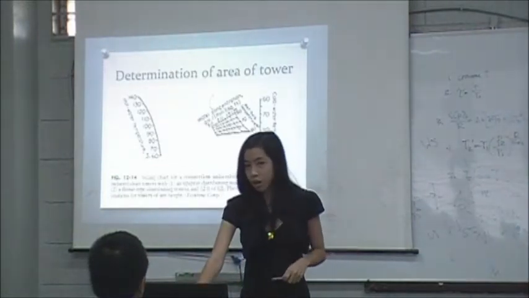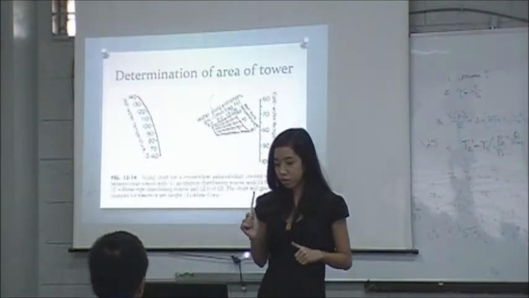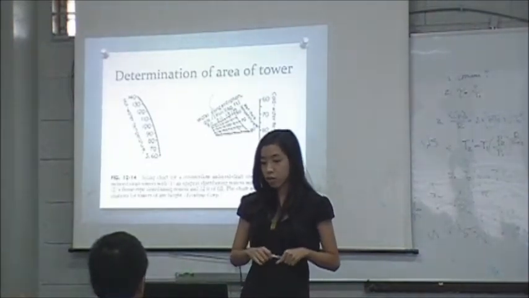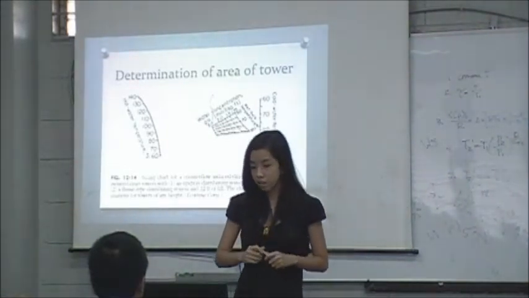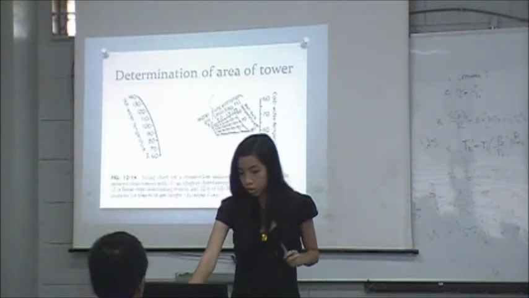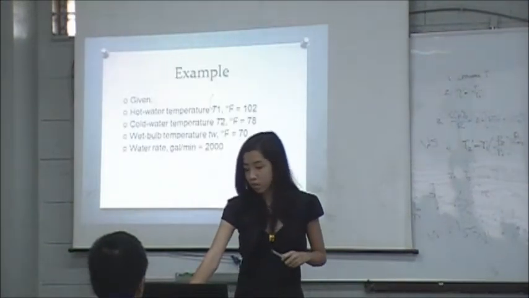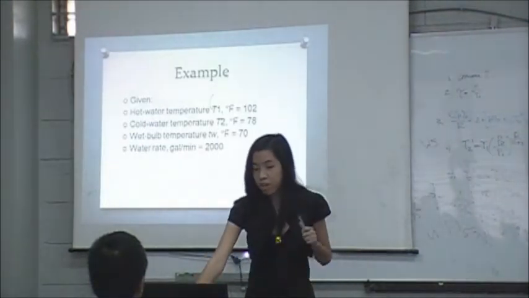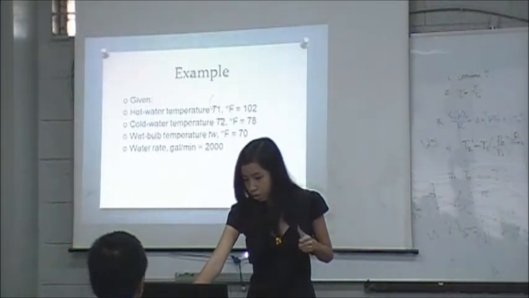So for the determination of the area of the tower, we use figure 12-14, which is the sizing chart for a counter flow induced draft cooling tower, which is in SI units. This is an example from Perry's 7th edition, and we will use the sizing chart to determine the size of the tower from this example.